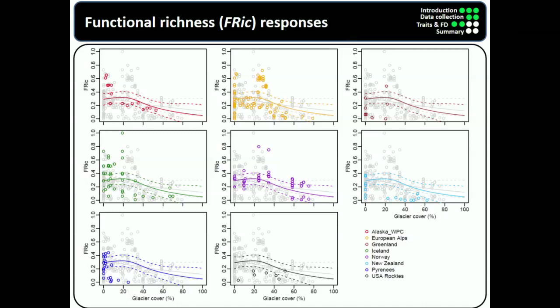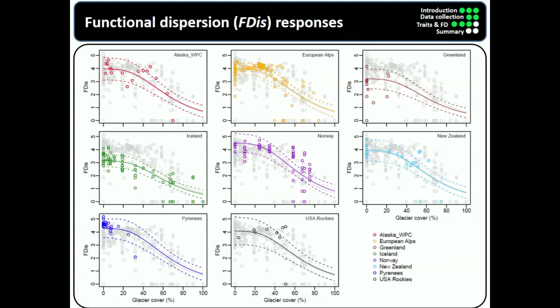If we look at functional dispersion as the next one, so this is how the abundances are dispersed throughout the trait space, the patterns here are much stronger. So again, we're seeing this strong increase in pretty much all of these regions of functional dispersion as glacier cover declines.